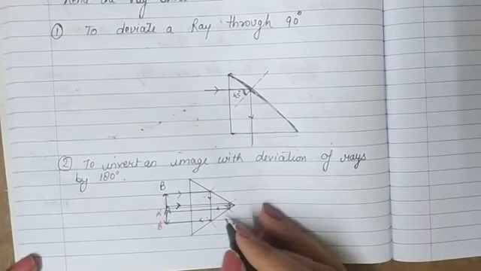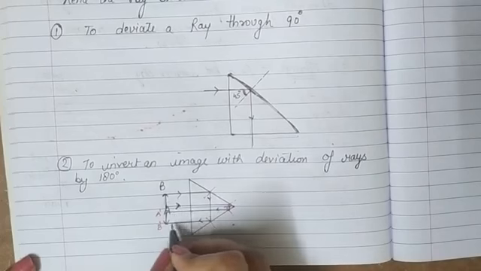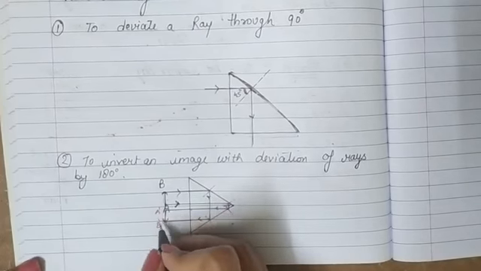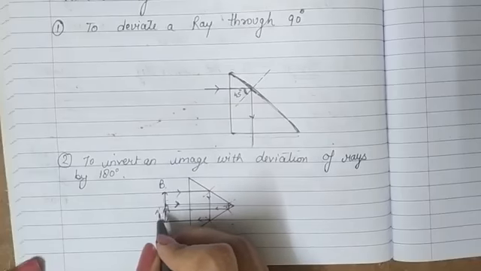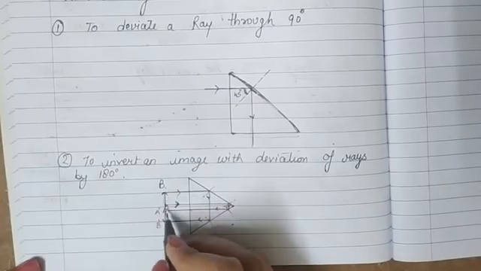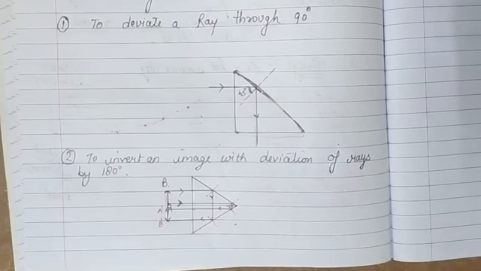But now at these points, the ray is normal to the plane, and that's why it goes undeviated. So we get an inverted image of AB as A dash B dash by 180 degrees. So we can invert an image by 180 degrees using this totally reflecting prism.